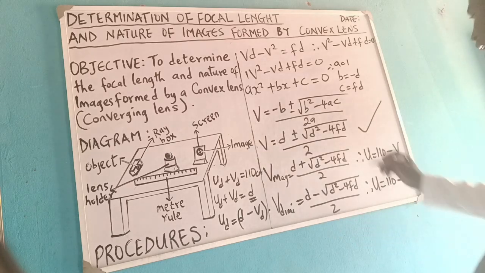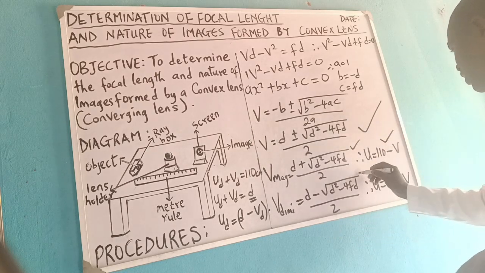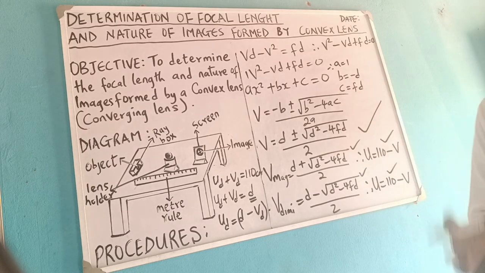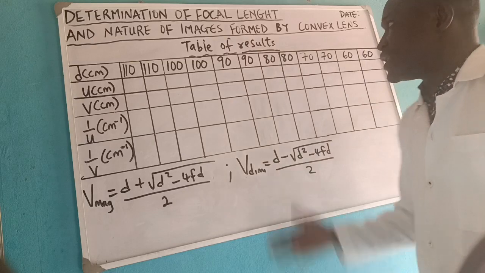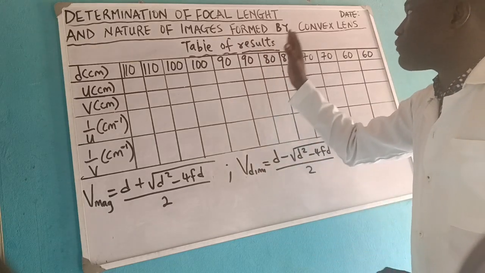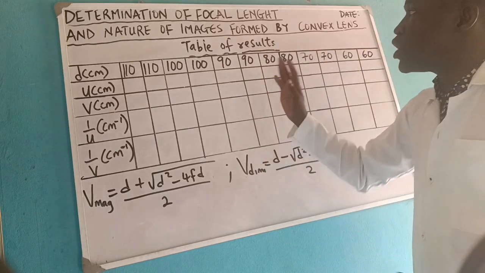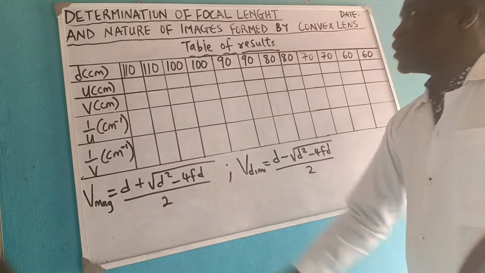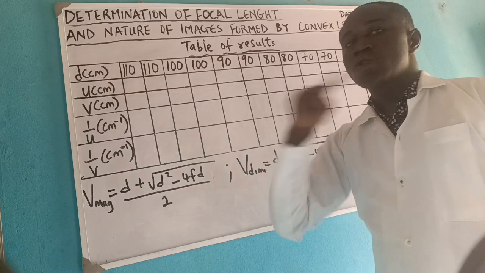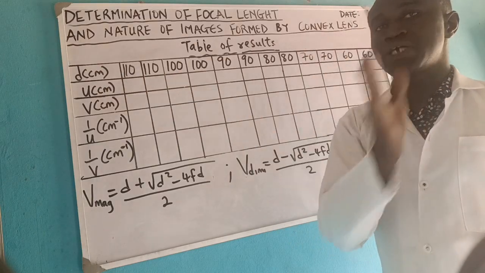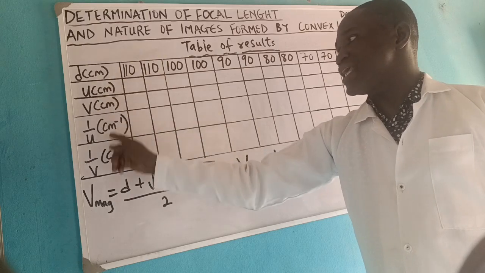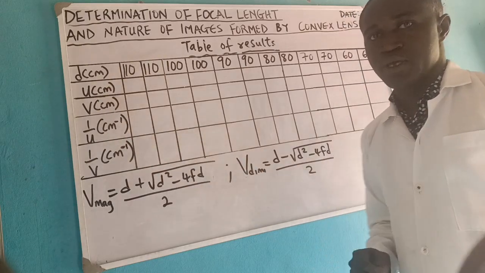With this formula, this, and this, we'll be able to make our table of values. Now, in this experiment, this is the table of results, or how they want your results to be packaged. You will see D, the total distance between the object and the image. You see the object distance, you see the image distance, the inverse, so to speak.